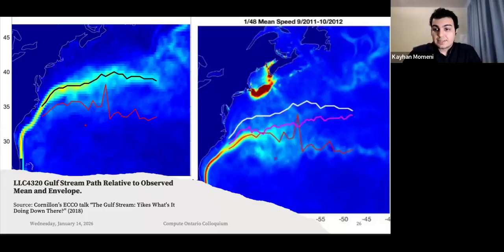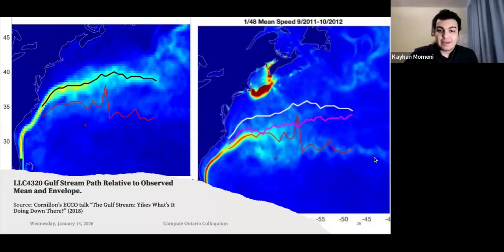The first issue has to do with the Gulf Stream path. The Gulf Stream is a powerful warm current that transports heat from the Gulf of Mexico across the Atlantic, and it plays a major role in keeping Western Europe much warmer than it would otherwise be.